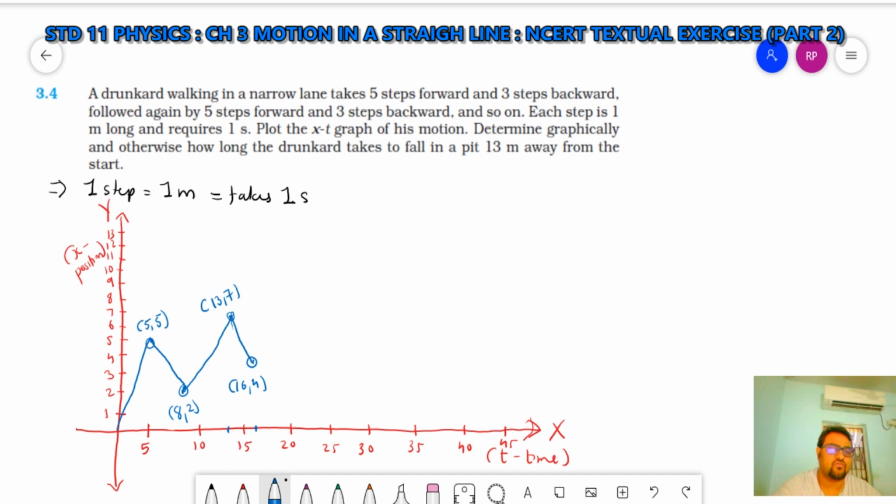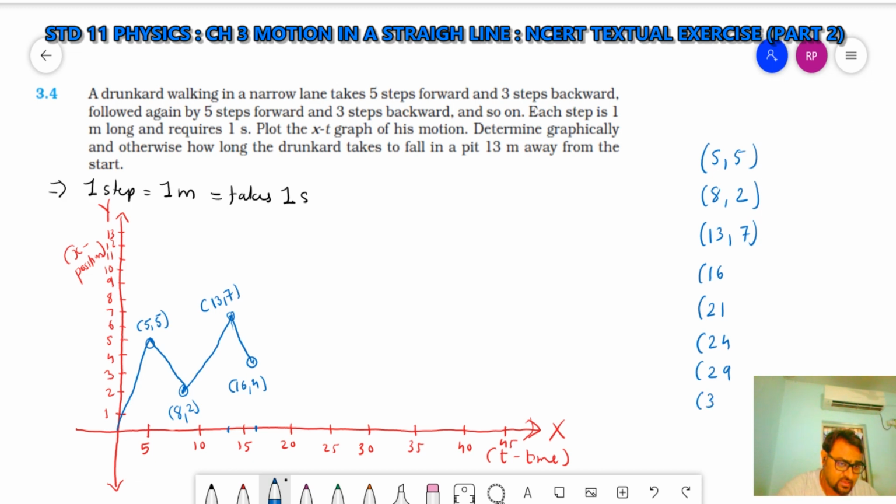You can do it here in rough. Every time add 3: 5 plus 3 is 8, and 5 minus 3 is 2. Now plus 5: 8 plus 5 is 13, 2 plus 5 is 7. Now plus 3: 13 plus 3 is 16, 16 plus 5 is 21, 21 plus 3 is 24, 24 plus 5 is 29, plus 3 is 32, 32 plus 5 is 37.